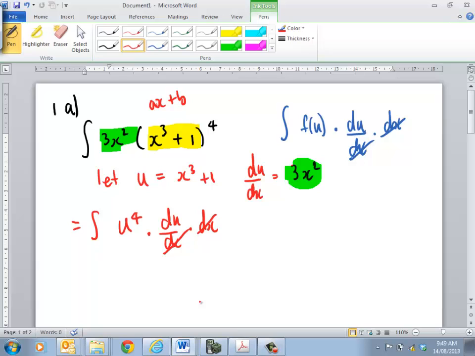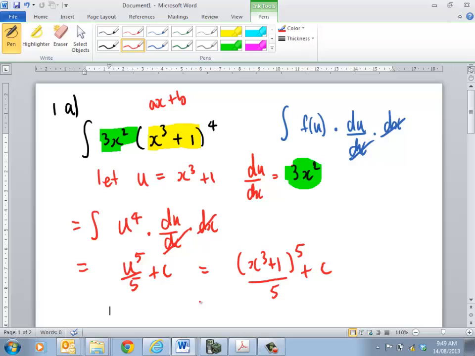Right? So if I now do that integration, that's going to be u to the power of 5 all over 5 plus c, which is equal to simply x cubed plus 1 to the power of 5 all over 5 plus c. Now remember, c can be anything. It could be a value like 10 or 20 or 30. It's a constant value. We don't know what it is because when we integrate or differentiate that, it's actually going to disappear.